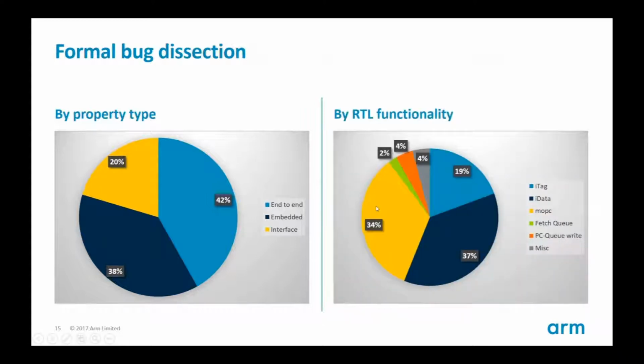In terms of functionality, about 35% were found in the mock cache, which is the section in yellow, and about 37 plus 19, that is the blue section, so roughly 56%, were found in the instruction cache. That's because the presence of the mock cache has to be accounted for in the instruction cache logic, so it's a huge change to the instruction cache logic itself. And then some remaining bugs in miscellaneous areas were also found.